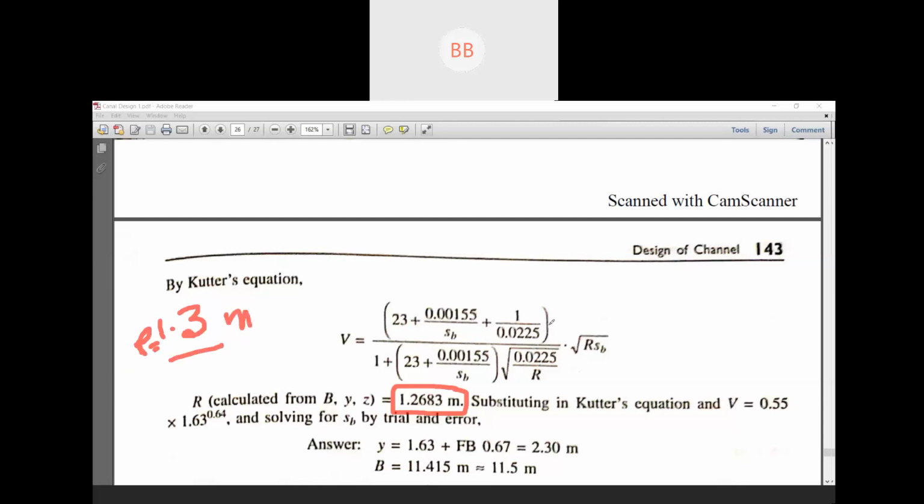So here in this equation we have to substitute that R value, then the velocity. R value and velocity, and we have to solve for SB. So try to find out the SB value from this equation. The R value is already known, we have already calculated, that is 1.3 meter, or you can take 1.26, it's up to you. And you try to find out the bed slope from this equation.